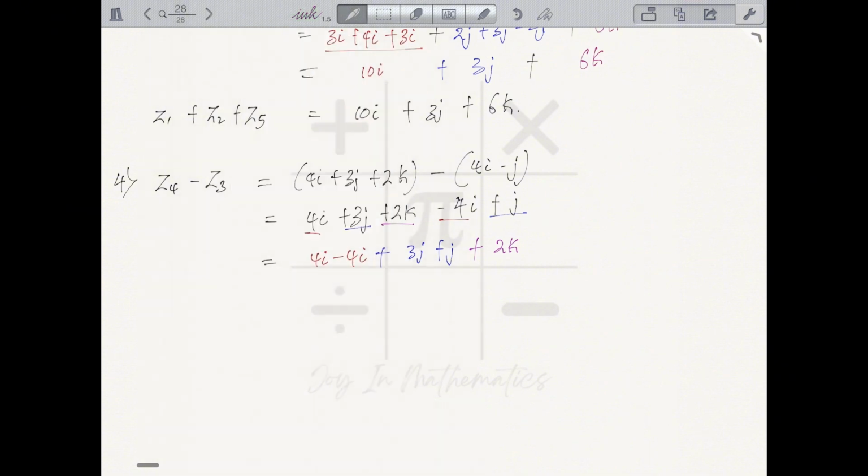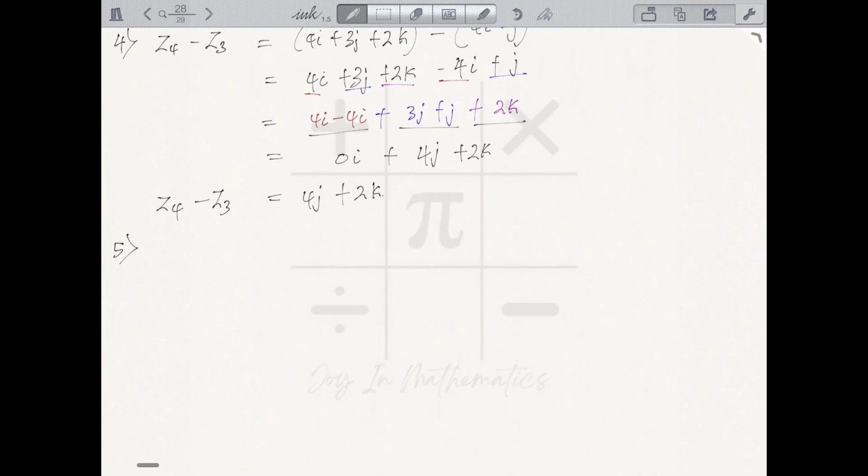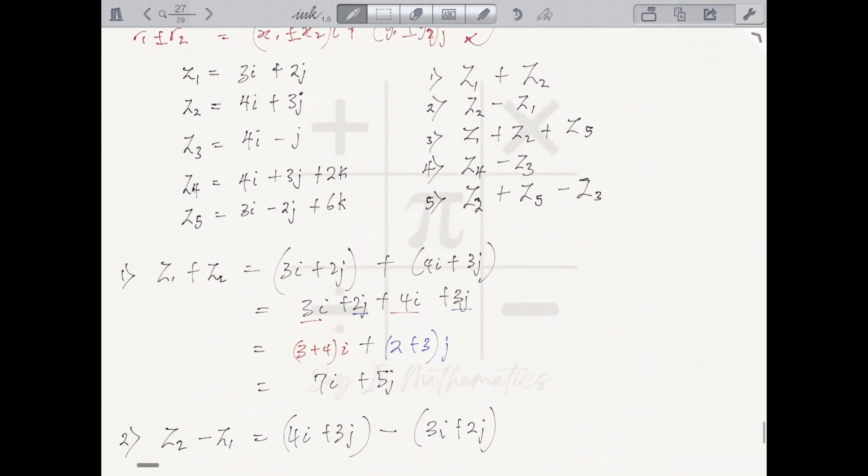If we simplify this now, 4i minus 4i is equal to 0, so we say 0i, and 3j plus j will result in 4j, and then we have plus 2k. So we can come to a conclusion that z4 minus z3 is equal to 4j plus 2k. Let's move on finally to the last question, question 5. We are asked to simplify z2 plus z5 minus z3.